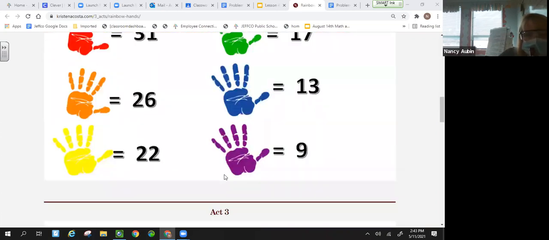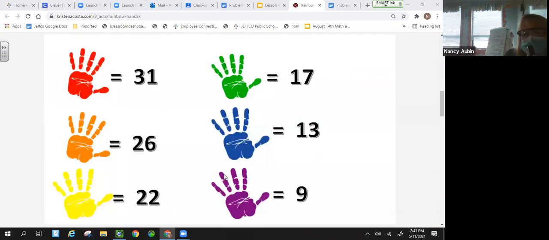Here's the amounts. There are 31 reds, 26 orange, 22 yellows, 17 green, 13 blue, and 9 purple. So Lila Maris and Haley Callender were right about the purple. And you were close. Speaking of Jensen, there he is.